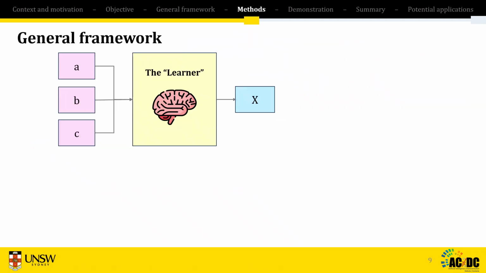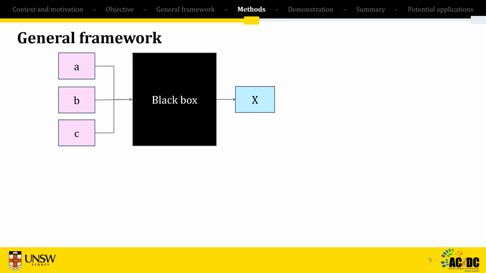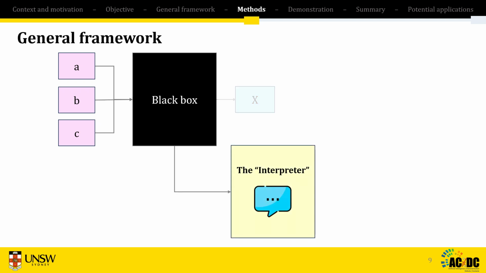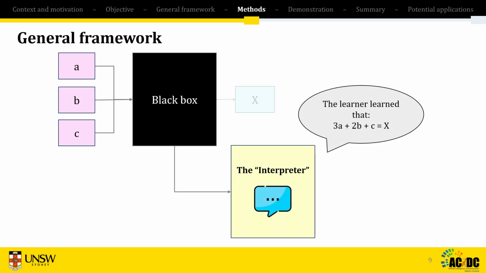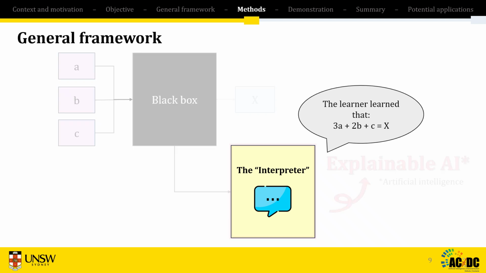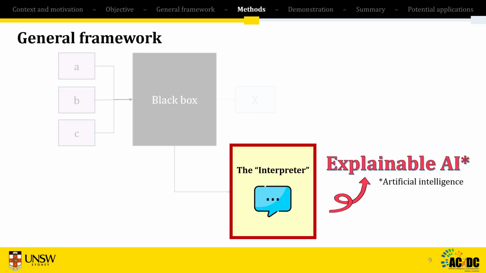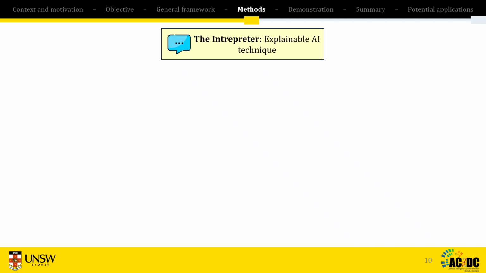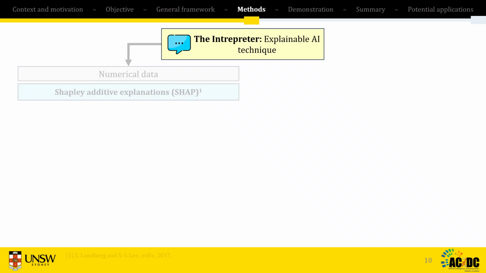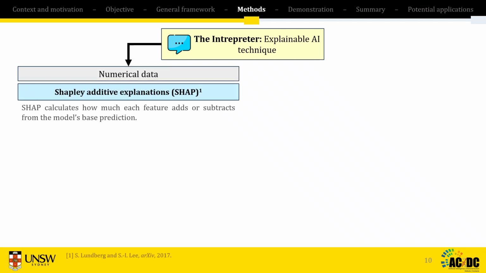The thing with machine learning models is that they're often called black boxes because it's very challenging to understand how they make decisions. And this is where the interpreter comes in, to explain how the black box operates. Here, our interpreters will be based on explainable artificial intelligence or explainable AI. Each learner gets an interpreter. For numerical data, we use SHAP, which calculates how much each feature adds or subtracts from the model's base prediction.